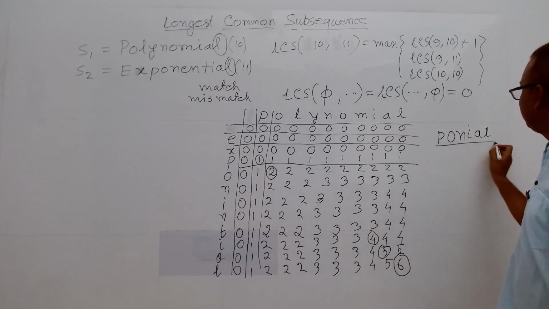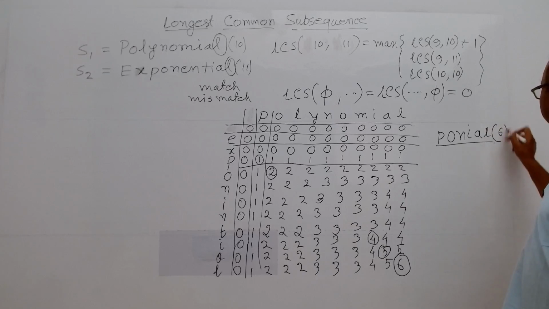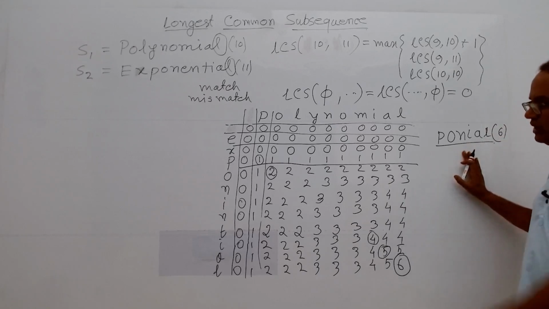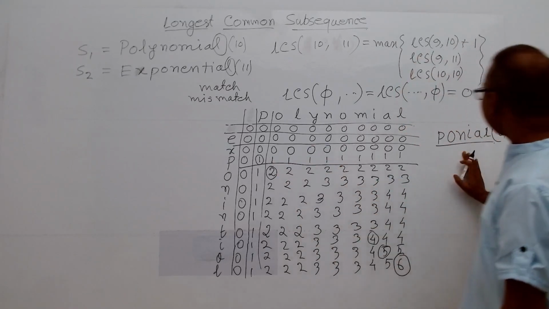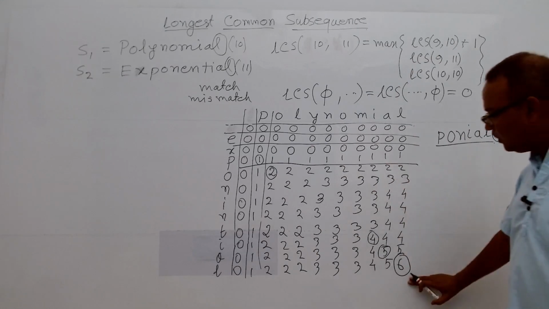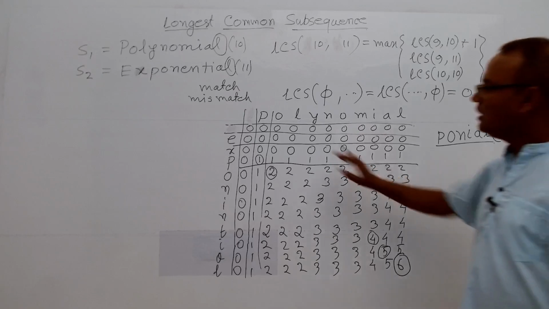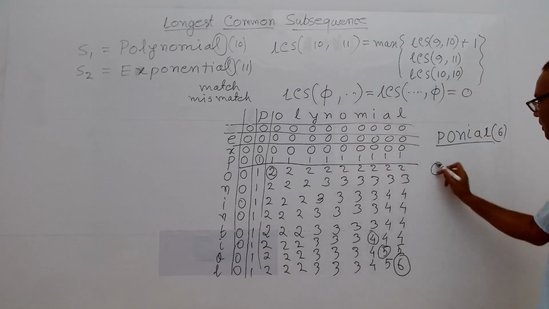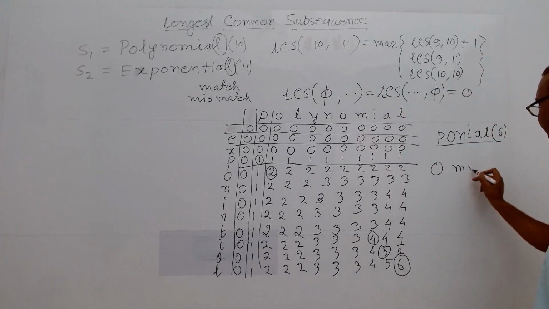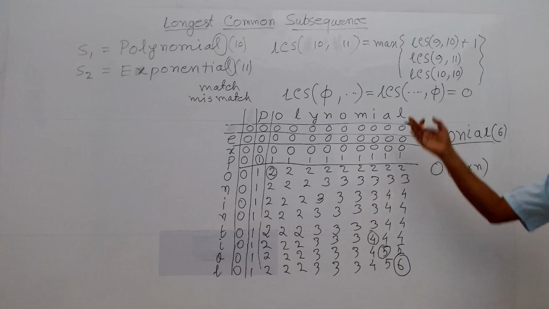Now this answer may not be unique. There are 6 characters, 1, 2, 3, 4, 5, 6. Yes, 6 characters are there. Okay. So this answer may not be unique, means you can find another sequence also, but the length will be 6. What is the complexity of this dynamic programming algorithm? I am computing a table of size m times n, so complexity is order of m times n, where m is the length of the first string and n is the length of the second string.